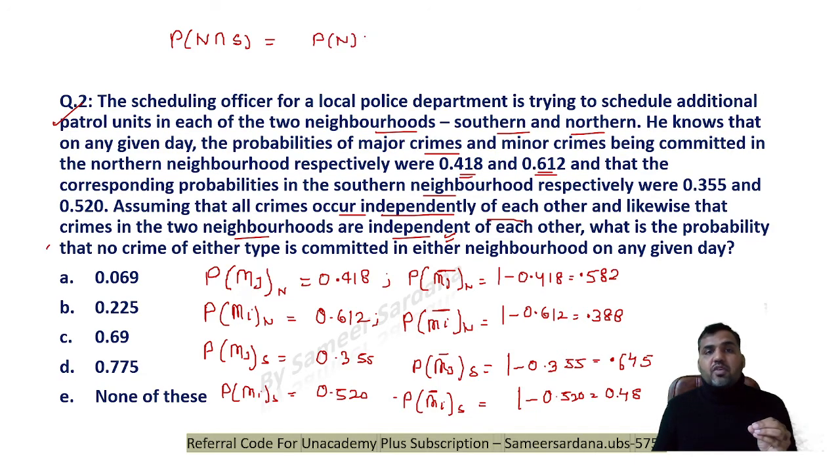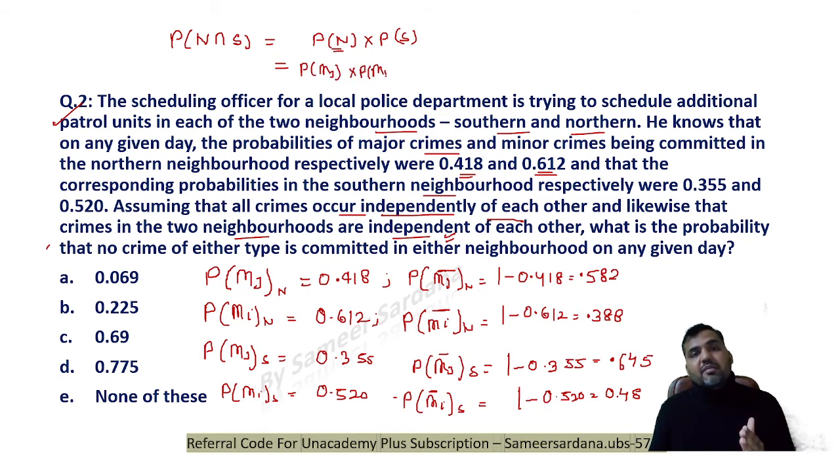So can I say P(N intersection S) would be P(N) into P(S). And the probability of a crime happening in the northern region is the probability of the major crime multiplied by the probability of the minor crime. Similarly, the probability of a crime happening in the southern region would also be the probability of major multiplied by the probability of minor. But here we are supposed to find out the probability that no crime of either type is committed in either of the neighborhoods, right?